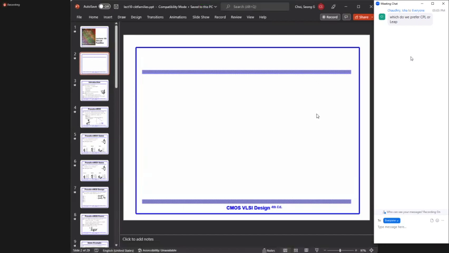Which do we prefer, CPL or LEAP? Depends on the circuit. If your circuit consists of tutorial variables, then obviously the CPL makes sense. Otherwise, LEAP is probably the only choice we have. Okay.